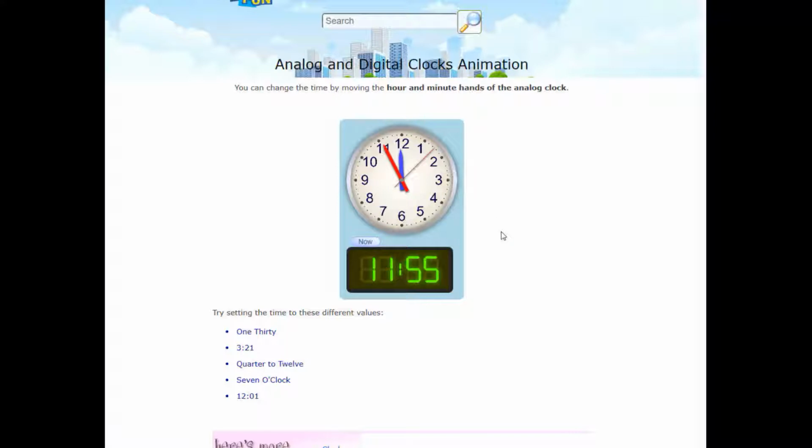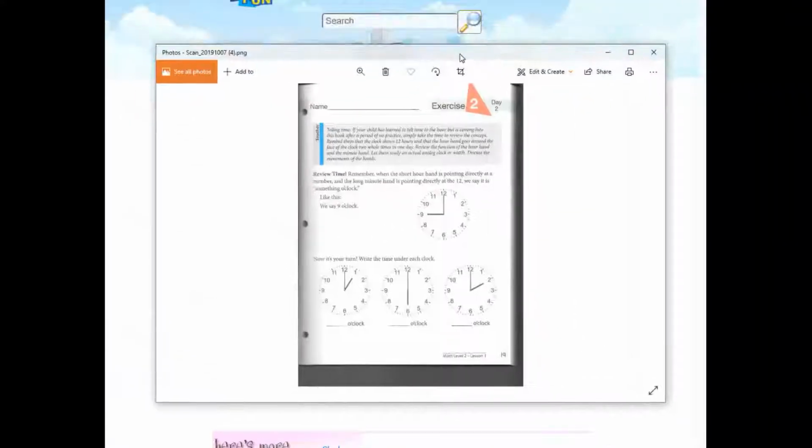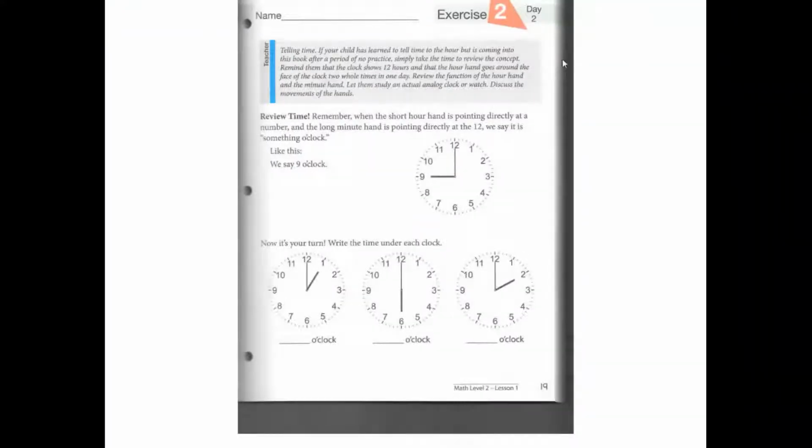Now you should have a page in front of you, and it's going to be this page right here, all right? This is the page that we're working with today, okay? Now right here it says, let's remember when the short hour hand is pointing directly at a number, then we just say that it's that number o'clock. So this clock says it's 9 o'clock. Now, do you think that you can write the number here, what o'clock it is on each of these clocks? See, the long hand's at the 12 on each of them, so all you got to do is look at the short hand and write the number.